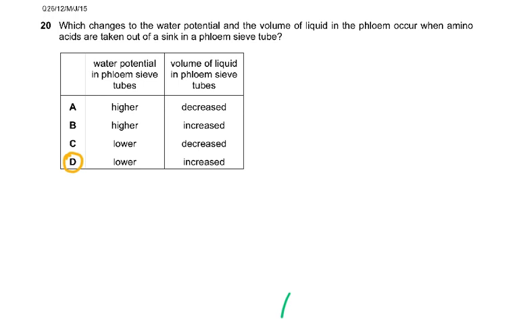Now, coming to question number 20, which changes to the water potential and the volume of liquid in the phloem occurs when amino acids are taken out of a sink in a phloem sieve tube? Now, when the amino acids are taken out of a sink, they would of course take out all the solute. So this would lower the water potential. So the water potential will be lowered and the volume will increase.